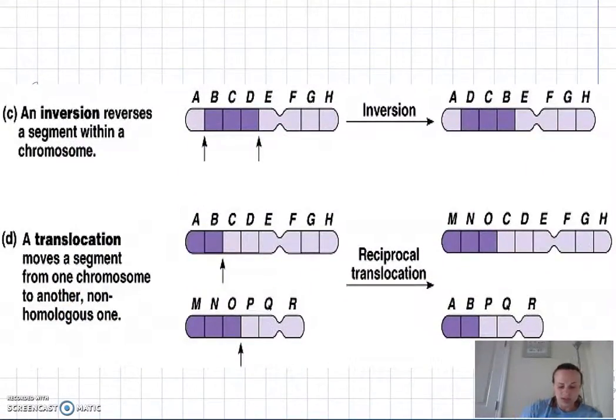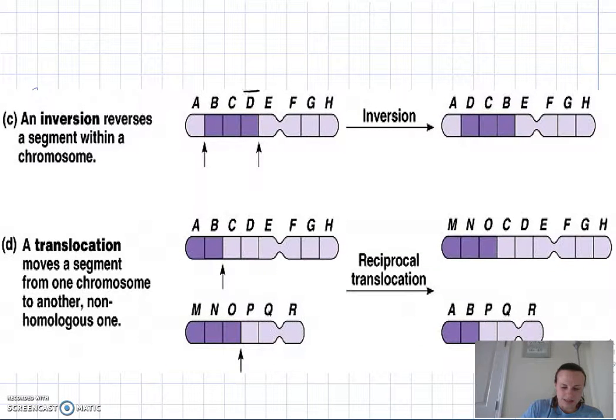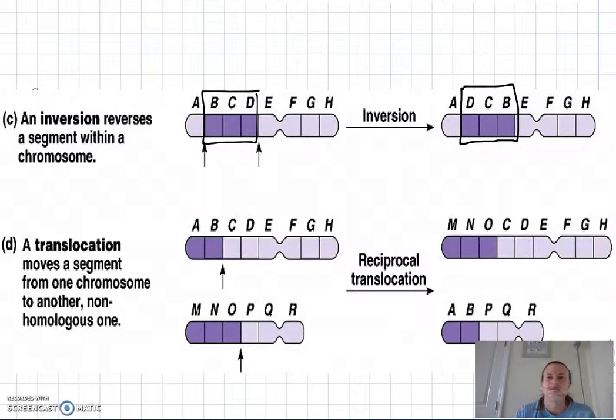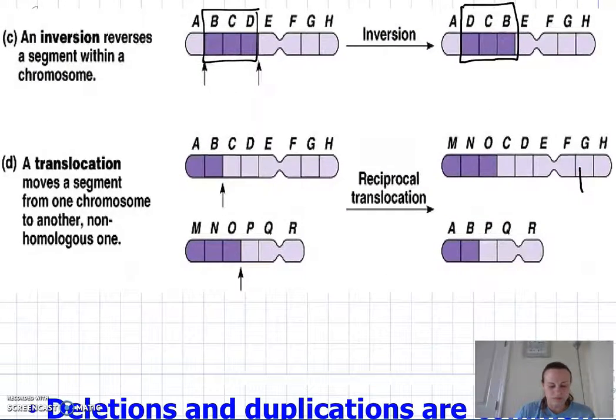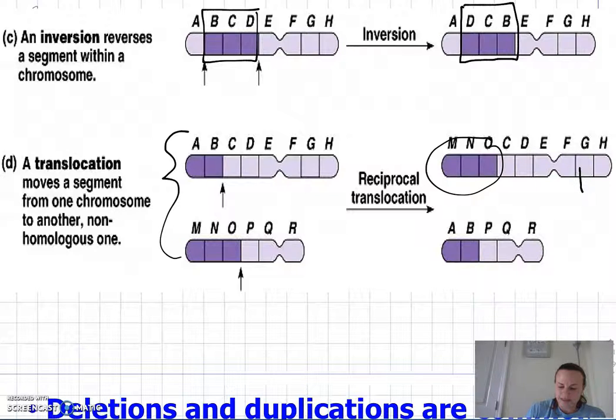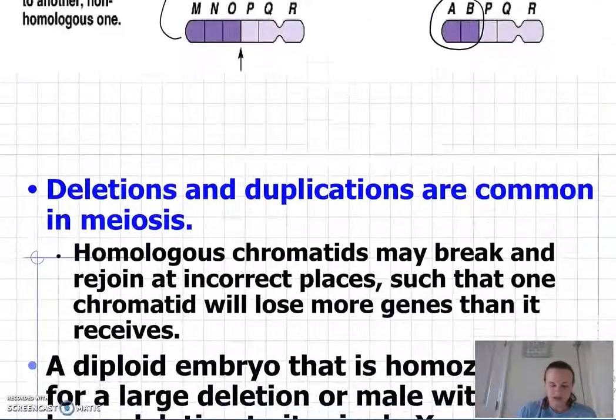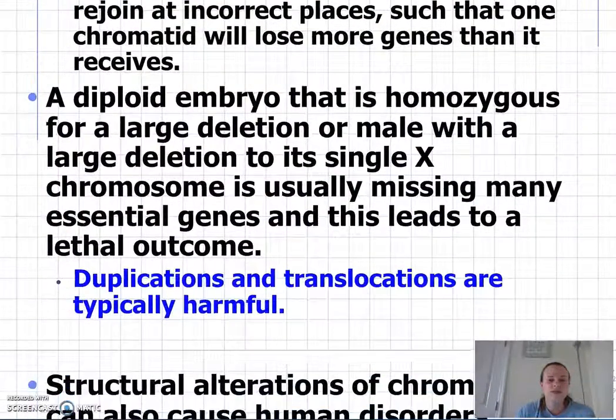So in inversion, instead of reading A, B, C, D, E, as this section of the chromosome is supposed to read, it's inverted, it's backwards, and now it reads A, D, C, B. Translocation moves a segment from one chromosome to another chromosome, one that is non-homologous. So here are my non-homologous pairs of chromosomes that have accidentally exchanged chromosomes. Deletions and duplications are common in meiosis.